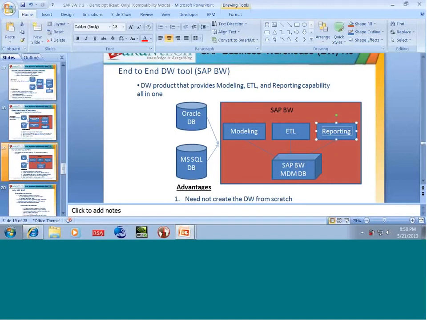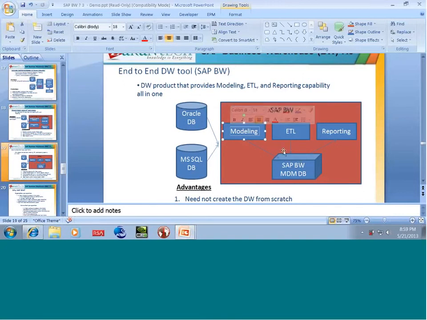So now that you are looking at this screen, we understand that SAP BW has the capacity to do full-fledged modeling. It has the capacity to do ETL processing, and it can also do reporting. So as an organization, I don't have to buy several different tools to do my data warehousing functionality. Everything is available under one umbrella, which is SAP BW.